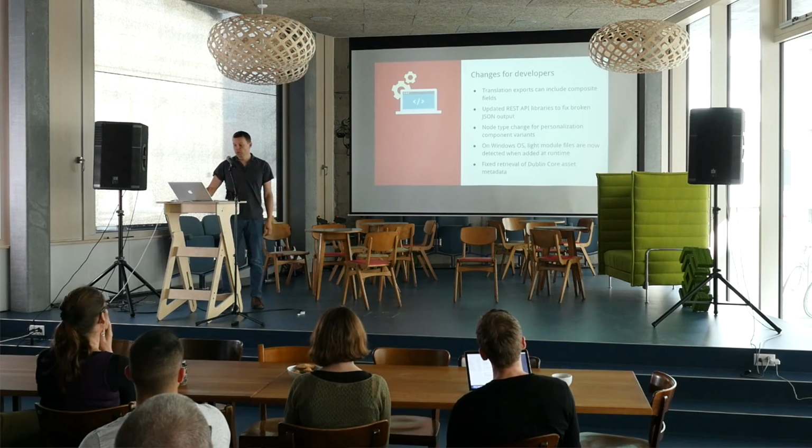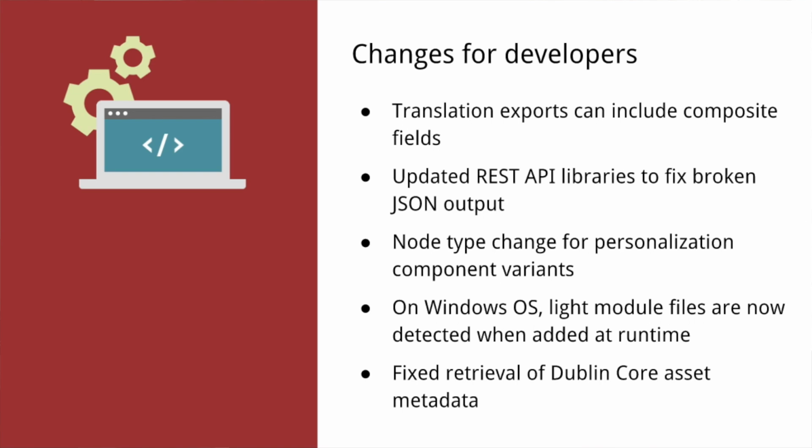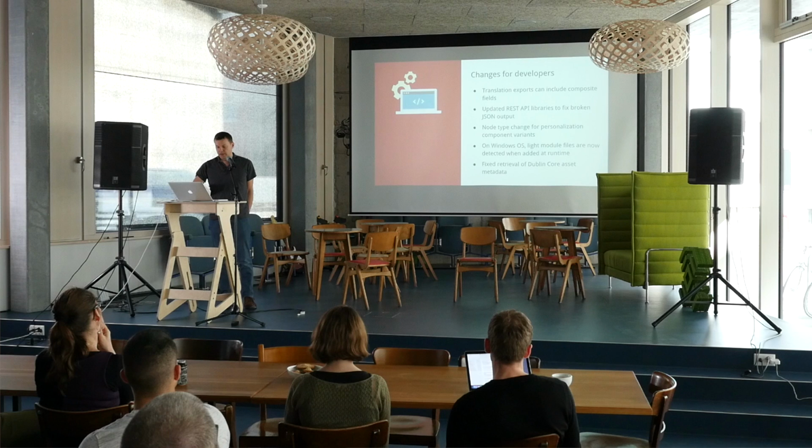For developers, Topher will walk you through how to use composite fields in translation exports with the content translation support module. We fixed the JSON output issue in the REST API that changed the output name. We've changed the node type of personalized component variants because there was a conflict. We fixed the issue where on Windows OS, sometimes when you dropped in a light module, it wasn't detected right away. And also fixed an issue with Dublin Core asset metadata. So that's quite a handful of changes, so let's get started.